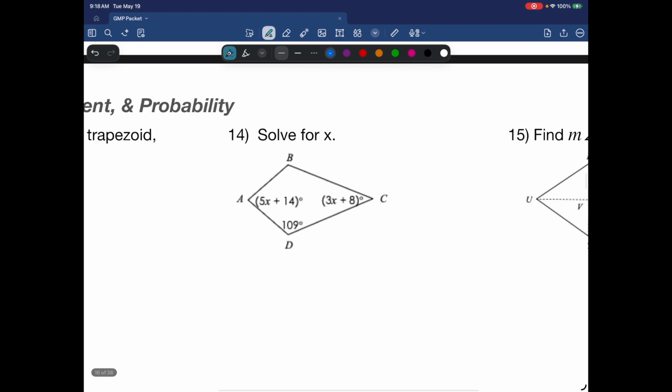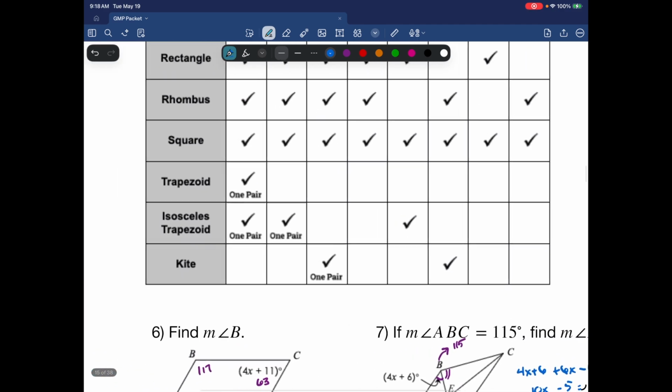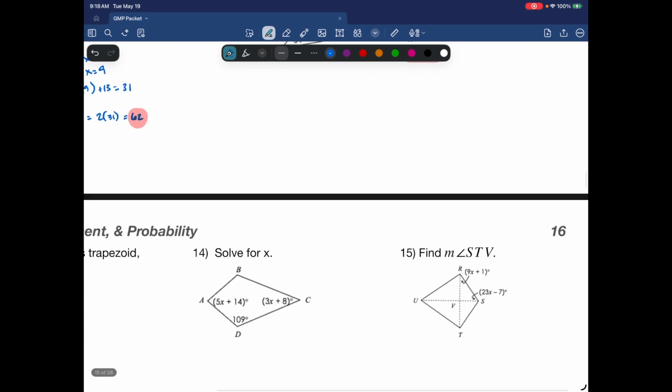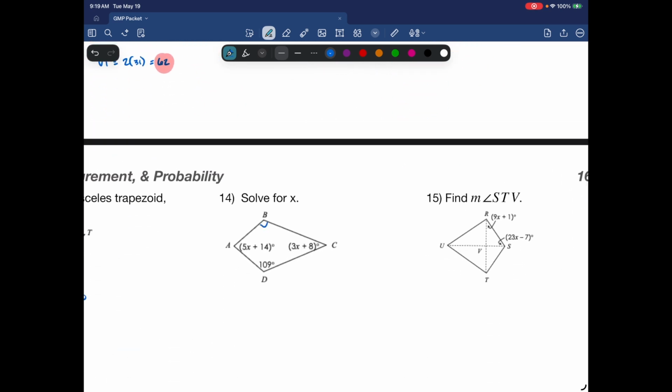All right, for kites. So 14 and 15 deal with kites. So let's go back and look at our chart. Our kite, opposite angles are congruent. You only have one pair of them. And I'll show you exactly which ones in a minute, and then diagonals are perpendicular. So when you're dealing with a kite, opposite angles are congruent. That's these two right here. You have two congruent short sides and two congruent long sides. And the angle in between the short and the long, those are congruent to each other. So you have congruent angles here, and then diagonals are perpendicular.